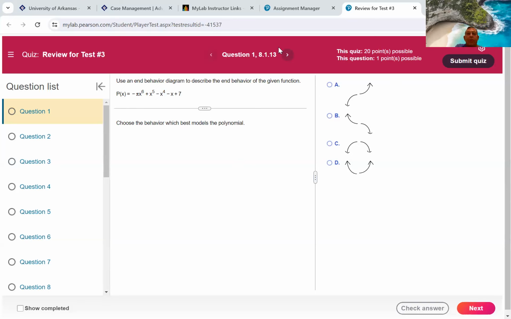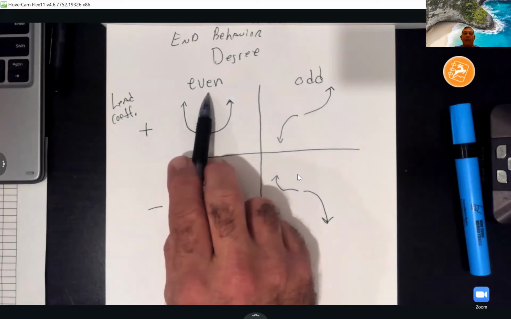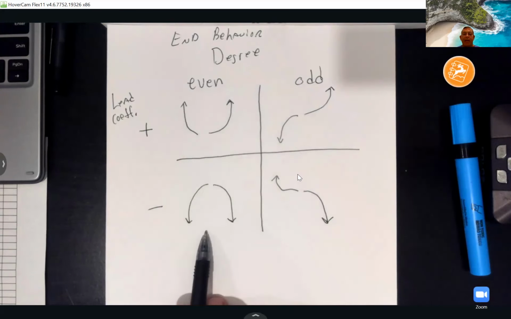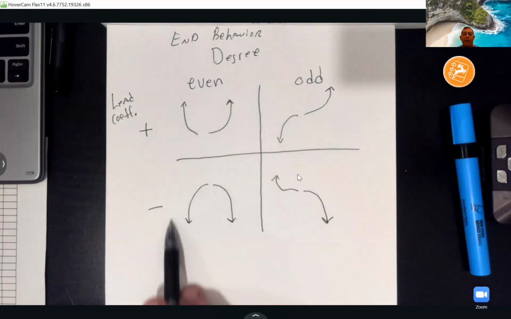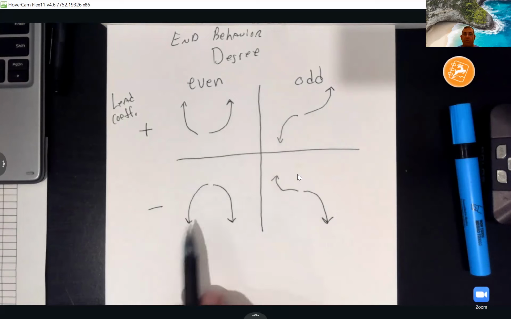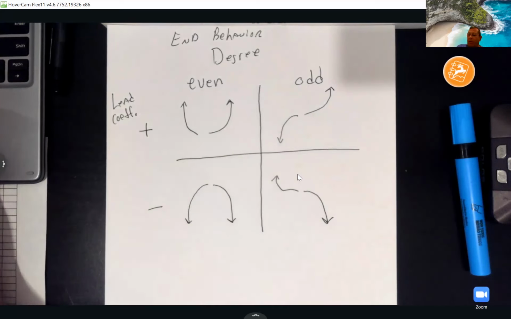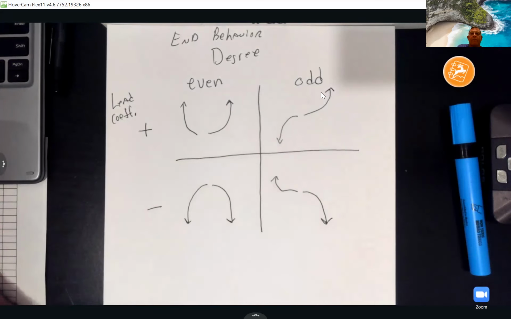And y'all, let me show you what you want to use on this. So we're even degree, negative lead coefficient. So I would use that chart I gave y'all. Even degree, and a negative lead coefficient. So y'all, even and negative puts me where both ends are going downhill. So we want to pick the one where both ends are going downhill for that one.